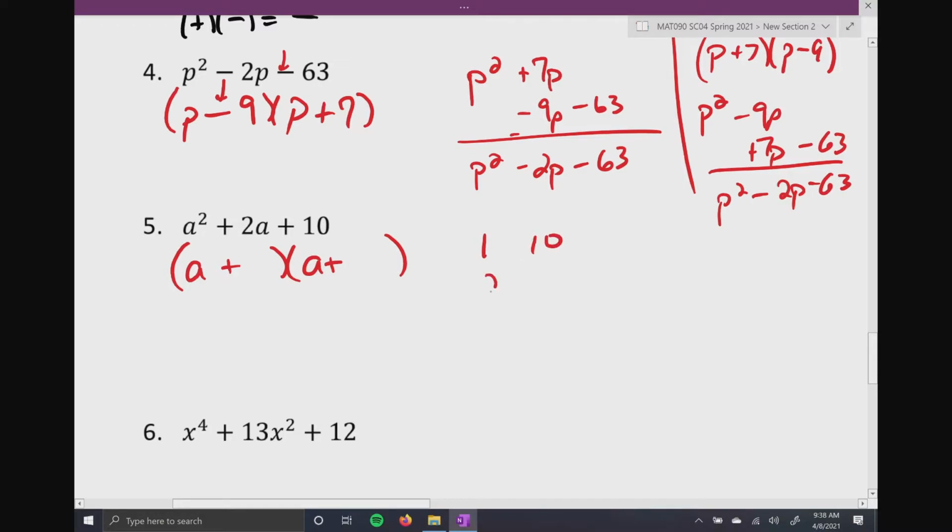1 times 10 and 2 times 5. Those are the only factors of 10. Would you agree? Now, these factors multiply to get 10, but they also have to combine to give you what? 2. Will that ever happen here? It's a yes or a no? No.